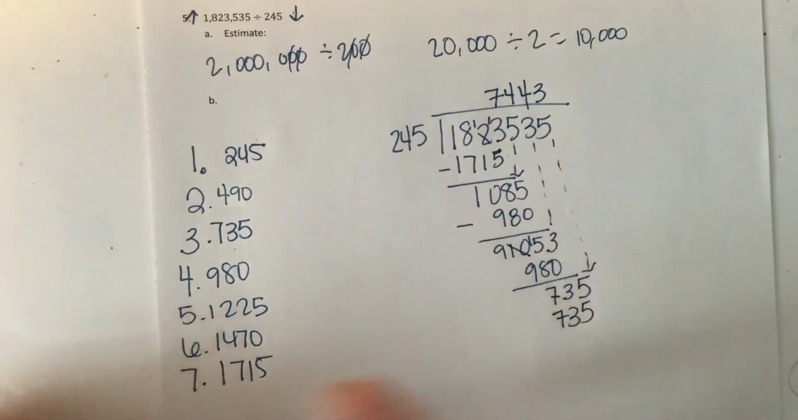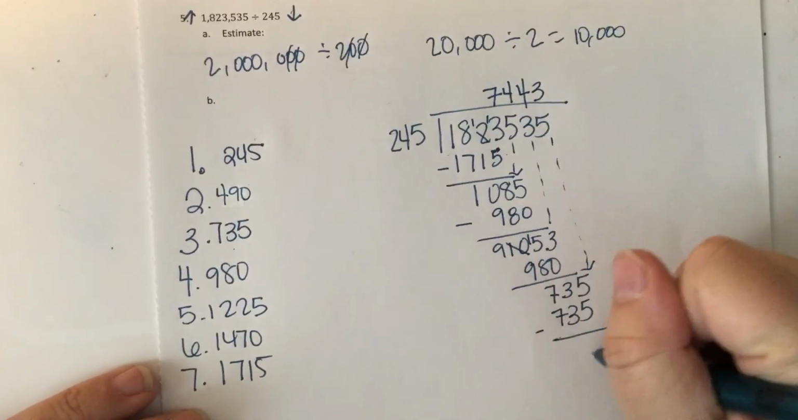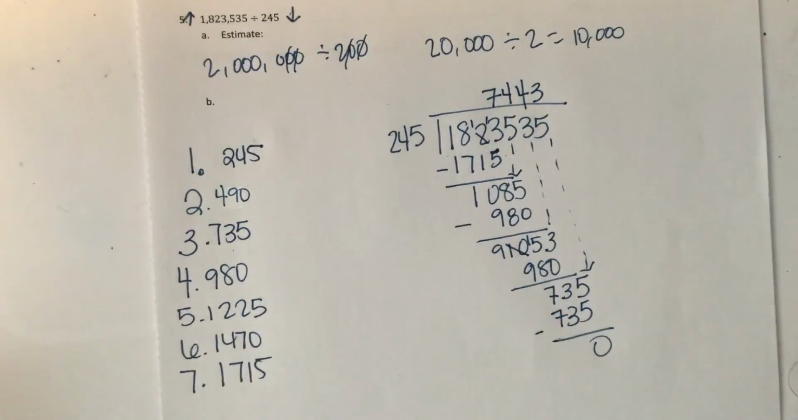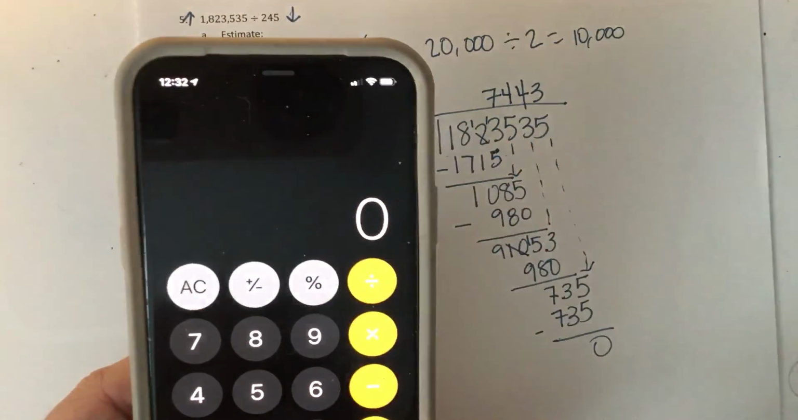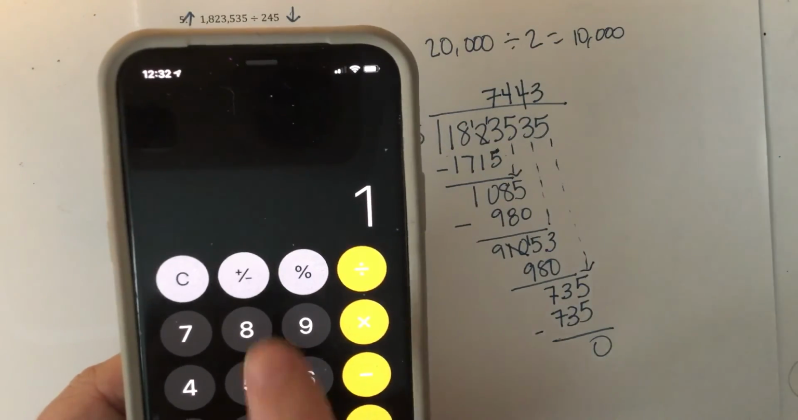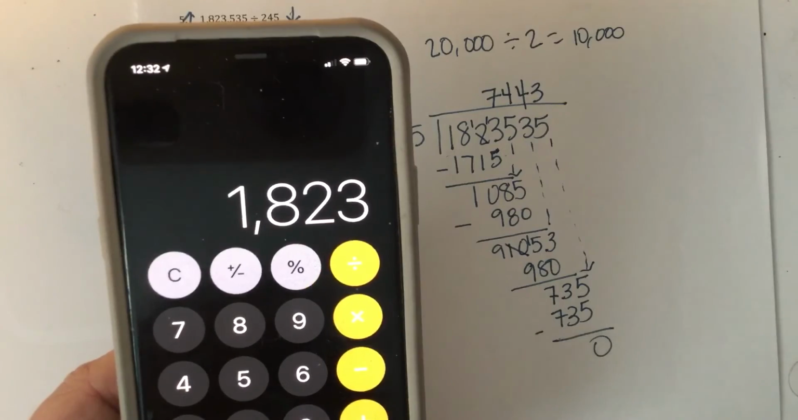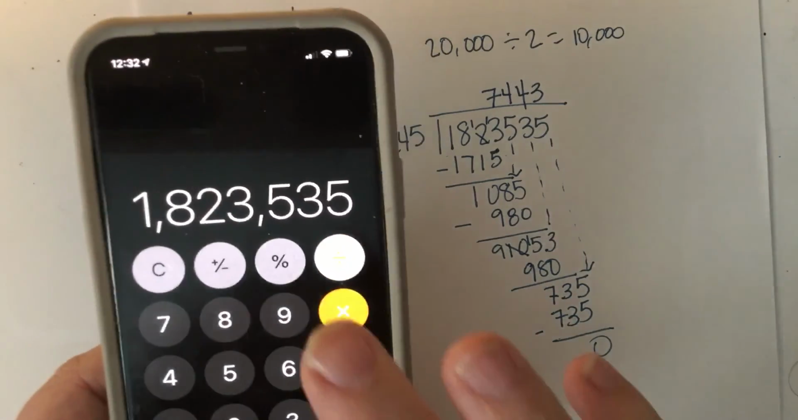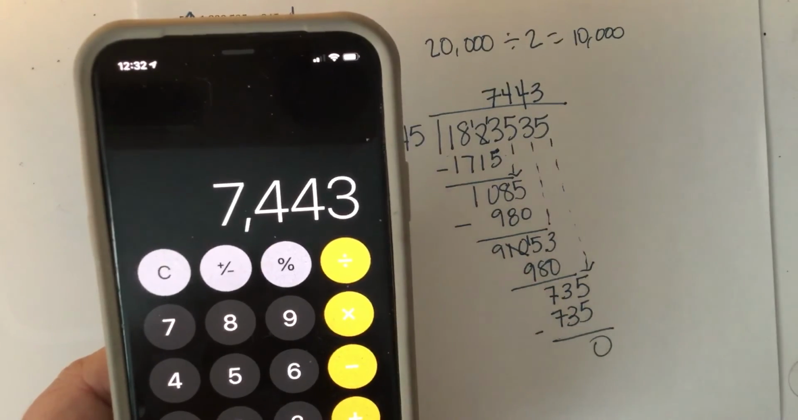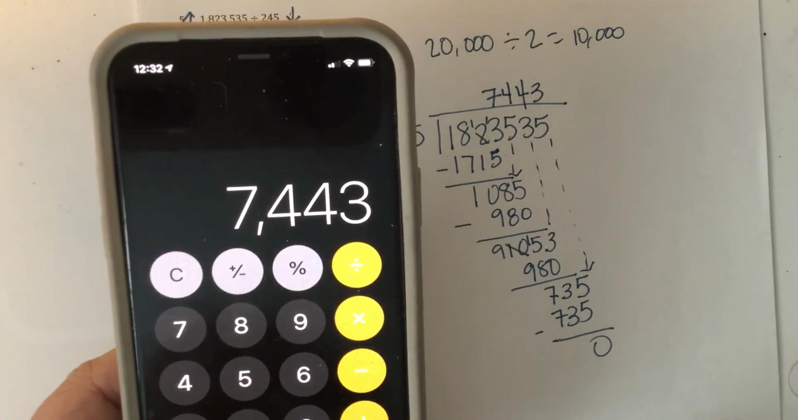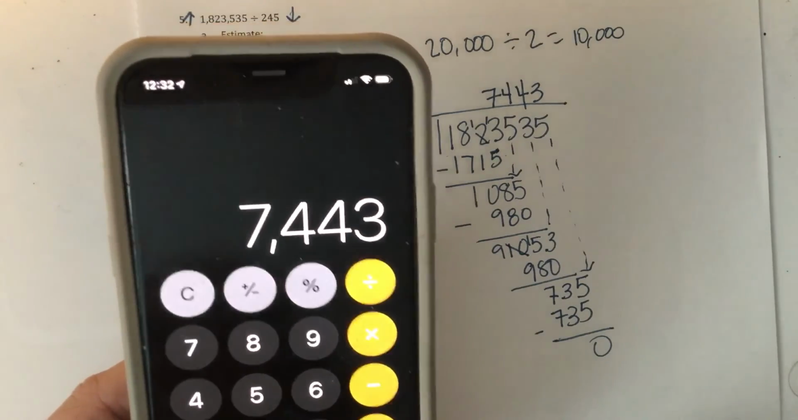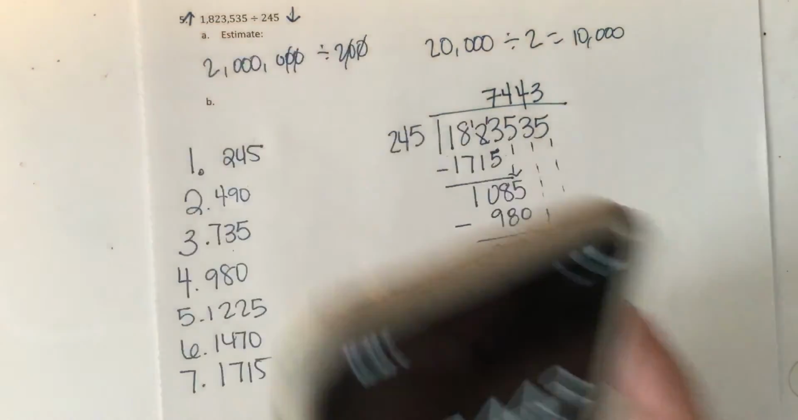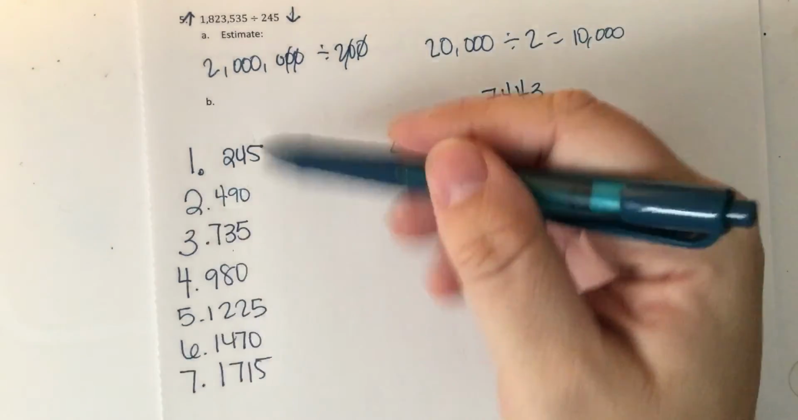Do we want to double check it on the calculator? We totally can. I don't have a problem with that. Let's do it. So we have 1,823,535 divided by 245 equals 7,443. Way to go, guys. We did it. Congratulations. Okay, so hopefully the factoring table helps you out.